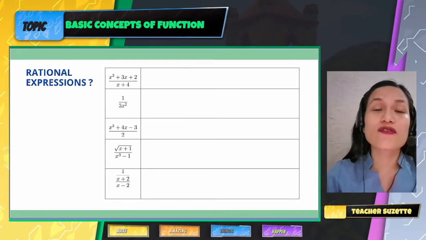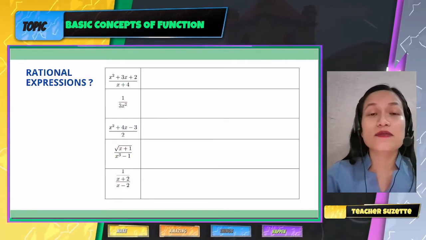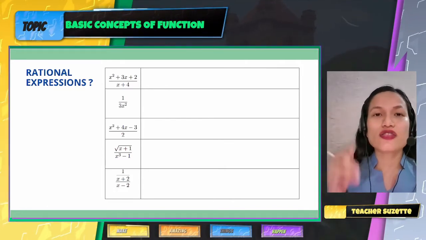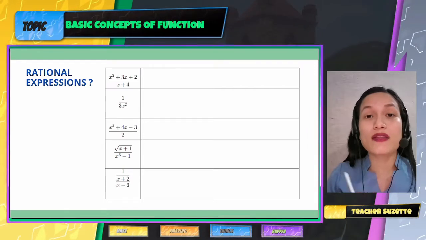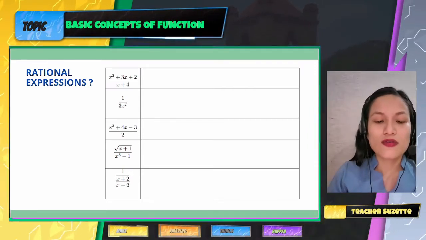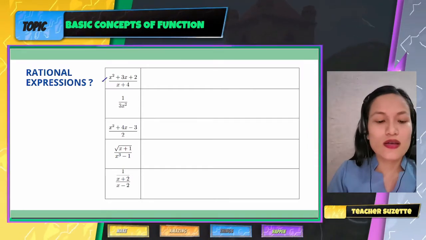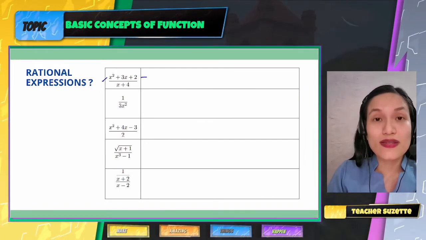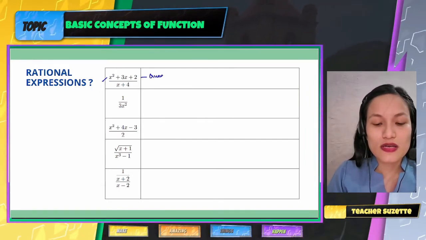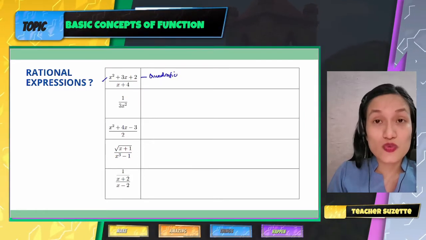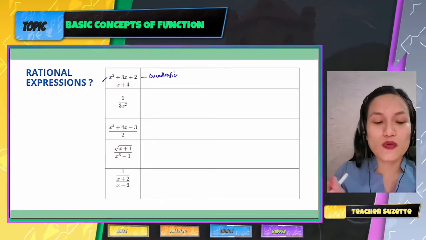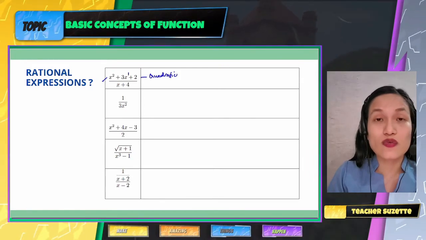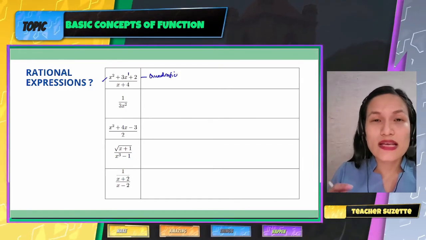So, sabi dun sa definition kanina, a rational expression should be a ratio of two polynomials. So, therefore, we have to check if the numerator and the denominator are polynomials. So, obviously, for our first example, you have an x squared plus 3x plus 2. This is a quadratic expression. Ang highest degree niya is 2. Positive lahat ng exponent. Ang exponent nitong 3x is 1 and the exponent of the 2 is x raised to 0.